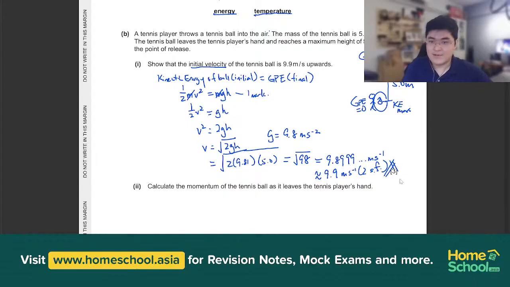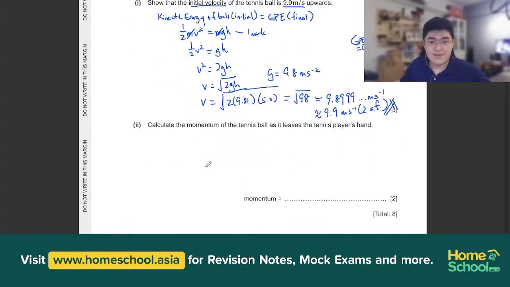And that's our answer. All right. So we have shown that the ball moves 9.9 meters per second upwards. Okay? All good? Now, let's move on with part 2.